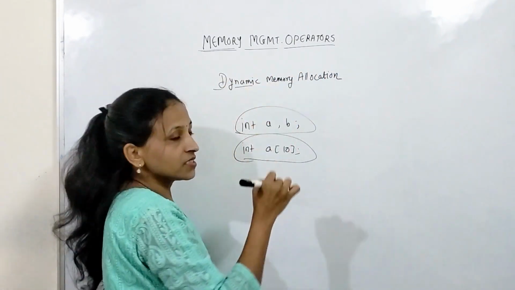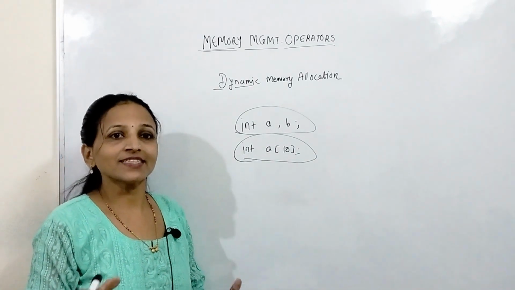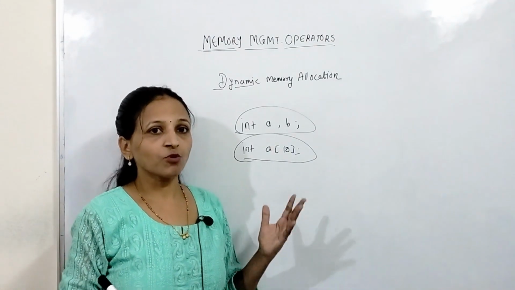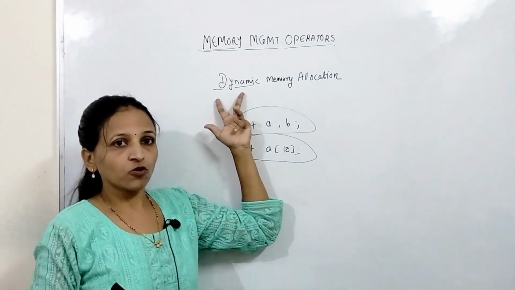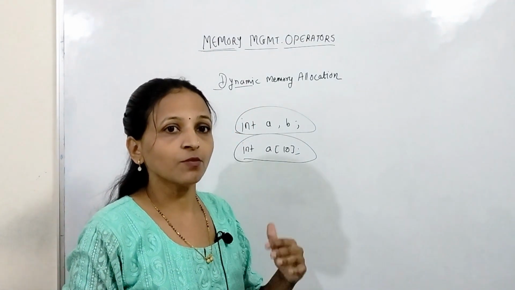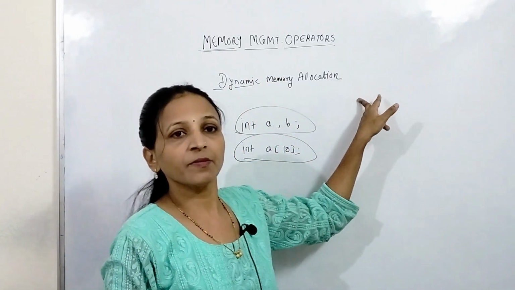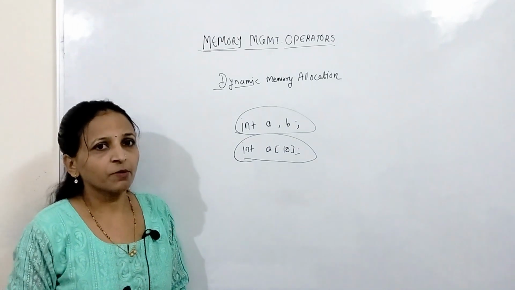Now see what is the meaning of dynamic. Dynamic means runtime. Static means compile time, which means whatever memory allocation takes place at the time of compilation is static. And if you are doing any memory allocation at the time of execution, then that is called dynamic memory allocation. Okay, now what are the advantages of dynamic memory allocation?